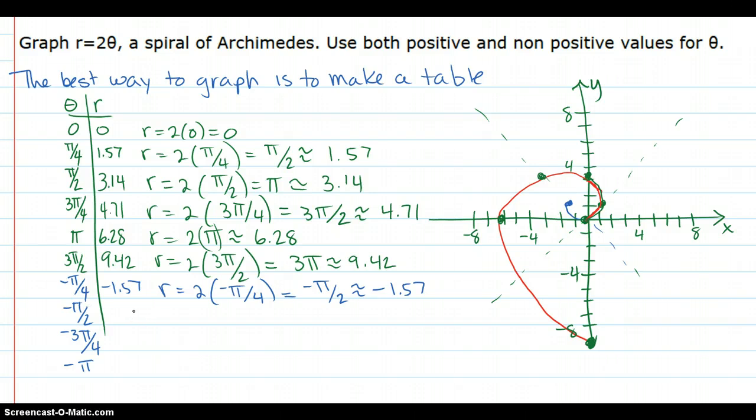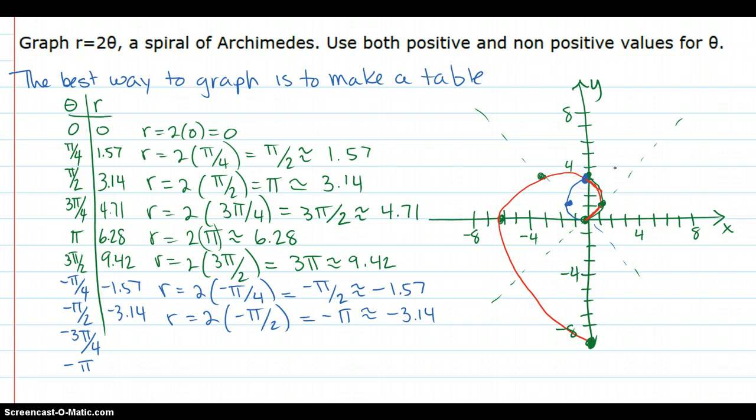Negative pi over 2. Let's plug that in. That would be 2 times negative pi over 2, which is negative pi, which is approximately negative 3.14. Okay, so what are we going to do there? We're going to go down to negative pi over 2, which is negative 90 degrees, so we're on the negative axis. 3.14 is about right here, but we need a negative 3.14, so we're going to go to this point.